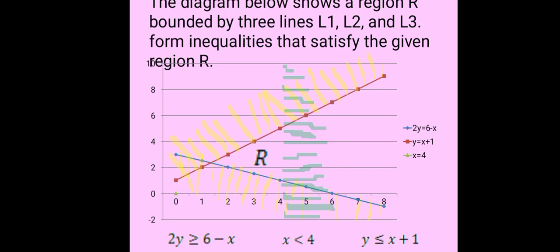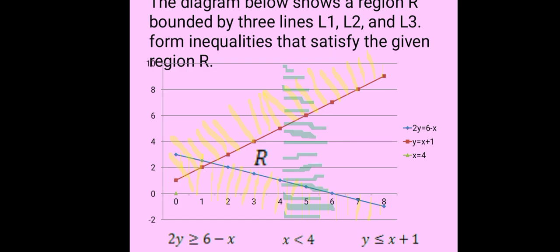The diagram below shows a region R bounded by three lines L1, L2, and L3. Form inequalities that satisfy the region R. Now, the lines are given. The green line is x is equal to 4. You can see the upper part has been shaded. So this means that x should be less than 4. So that's the inequality.